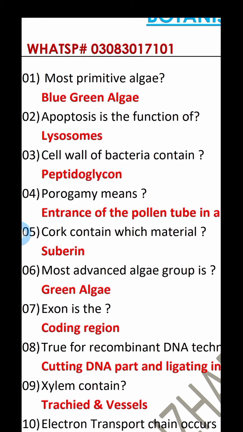Apoptosis is the function of which organelle? The term apoptosis is the death of cells which occurs as a normal and controlled part of an organism's growth and development. This physiological function is carried out by the lysosome. You know, lysosome is an organelle. If the cell is damaged beyond repair, lysosomes can help it to self-destruct in a process called apoptosis. We can also call it programmed cell death.